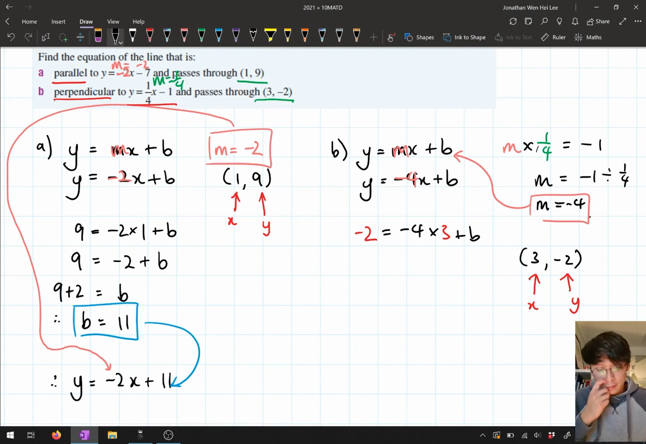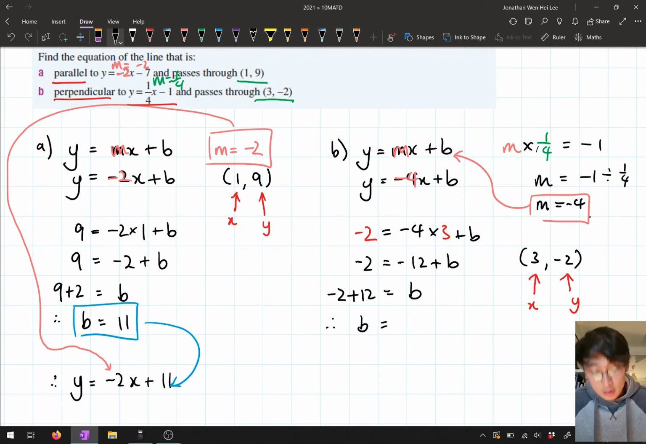Okay, let's just fix this up a bit. On my left-hand side, I have negative 2. That doesn't change. Negative 4 times 3 will give me negative 12 plus b. And then when I start solving for this, what I want to do is make b be alone by itself. So I want to move that negative 12 to the other side. When I move it to the other side, it becomes a plus 12. So here, this becomes negative 2 plus 12 is equal to b. Therefore, b is equal to negative 2 plus 12, which gives me 10.